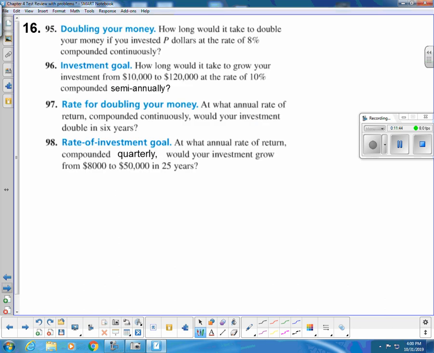Investments, we're going to double our money or whatever. Let's go ahead and do the last one here. Rate of investment. At what annual rate of return, compounded quarterly, would your investment grow from $8,000 to $50,000 in 25 years? So let's write the formula down. So that's your formula.